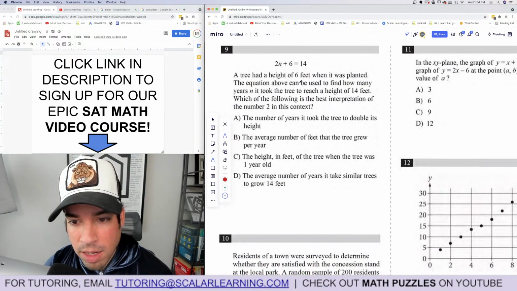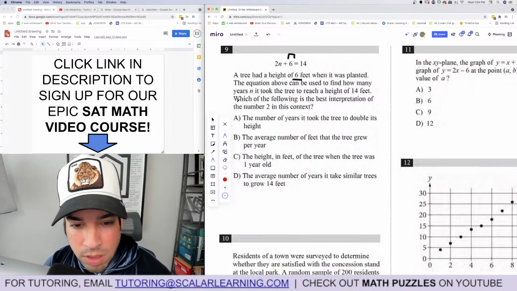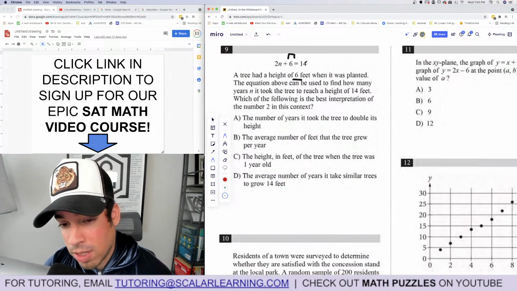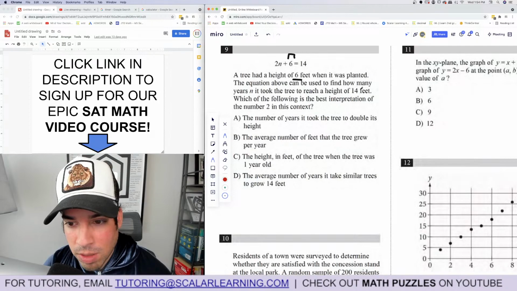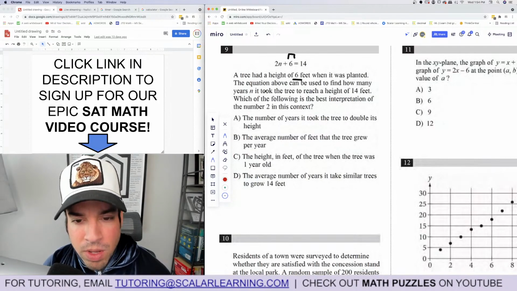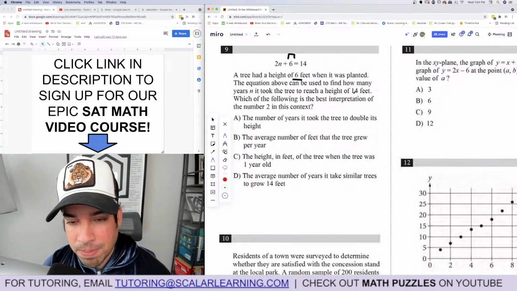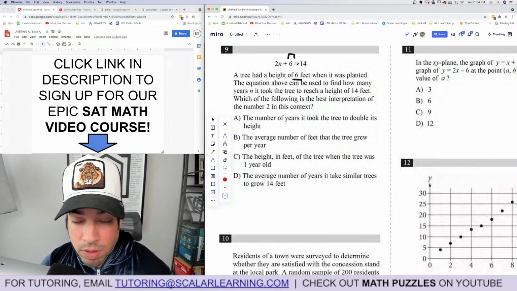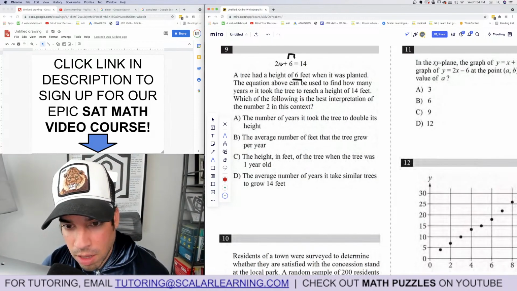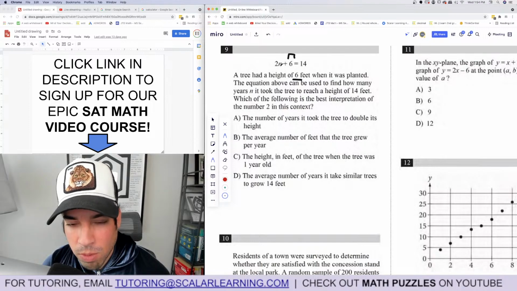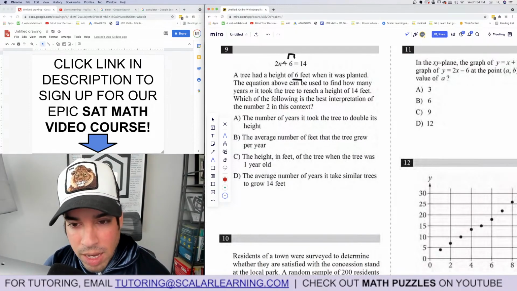Numero 9. A tree had a height of 6 feet. Notice the 6 there. When it was planted, so that's at time 0, I guess. The equation above can be used to find how many years n it took for the tree to reach 14 feet. You already know it's going to be 5. No, 4. What am I talking about? It's going to be 4 because 2 times 4 is 8 plus 6 is 14.